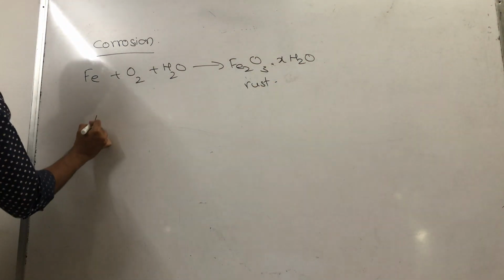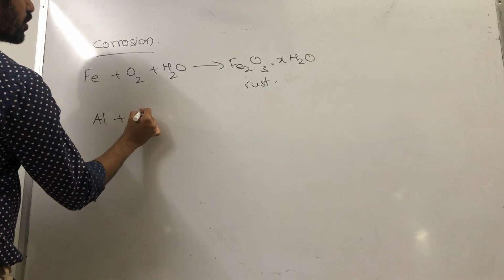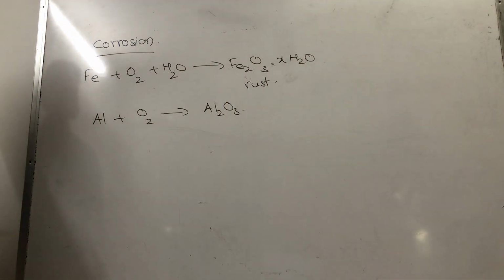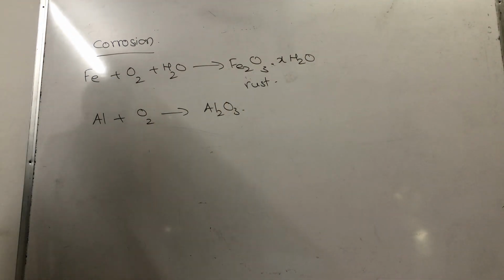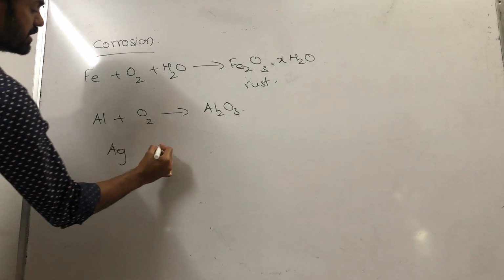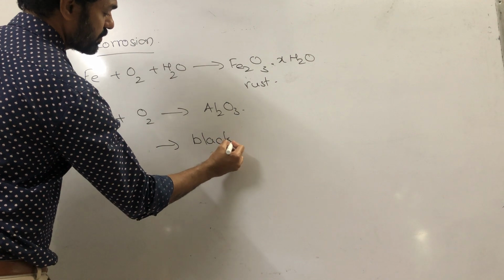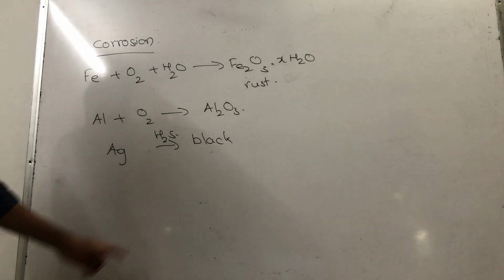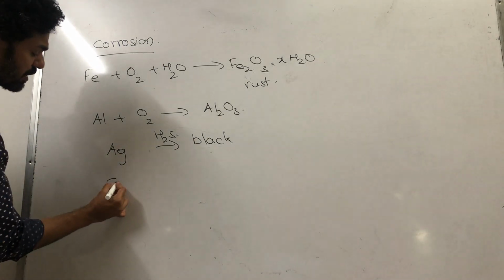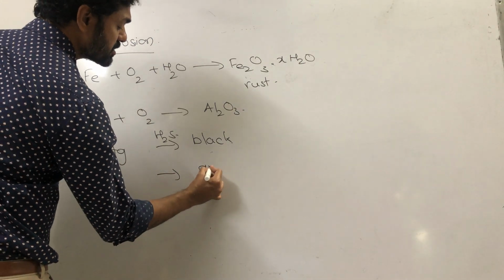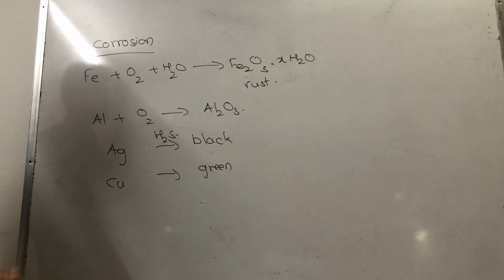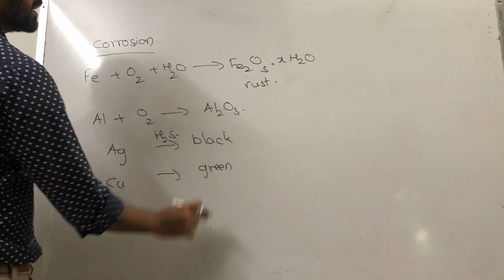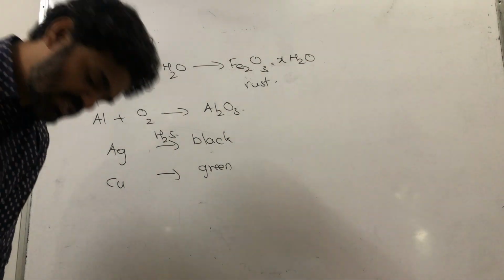Similarly, aluminium, when it gets corroded, reacts with oxygen of the atmosphere and forms aluminium oxide. Silver, when it gets corroded, it turns black. Silver in presence of H2S gets corroded and turns black. Copper, when it gets corroded, it turns green. Copper reacts with the moisture of the atmosphere and the carbon dioxide of the atmosphere, and it gets corroded and turns green. So this is corrosion.